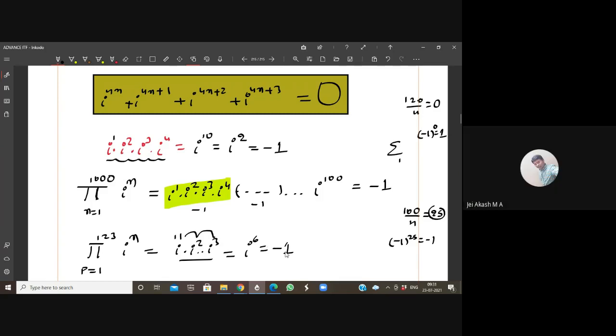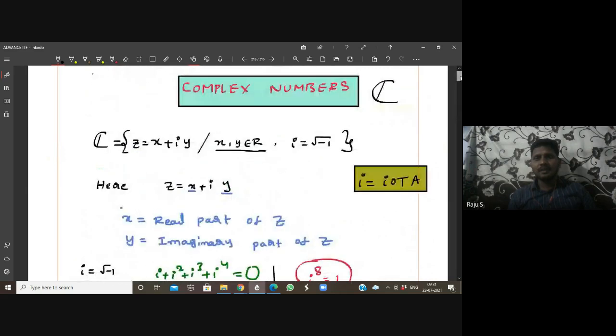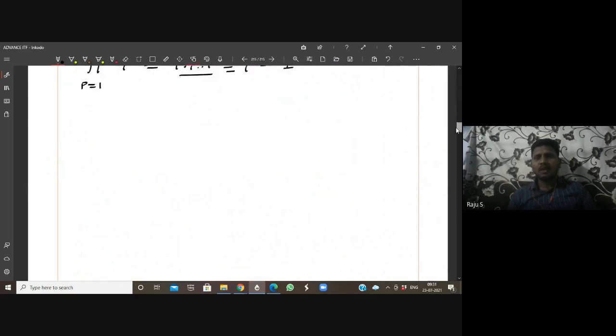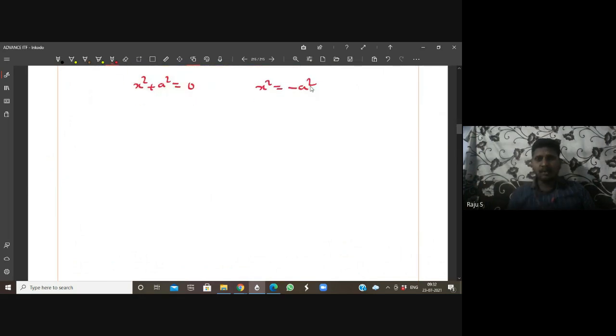Sir, how can I define a complex number? Yeah, the definition and all, I'll give. See, how the complex number is introduced. I already told you, like I already gave x square plus a square is equal to 0. x square is equal to minus a square. So we cannot... The definition and introduction, everything I'll give you in the next class, because I'll give the definitions also. I'll give the notes also, right?